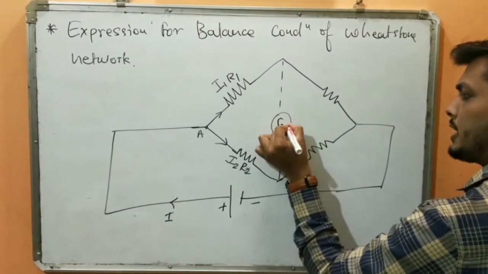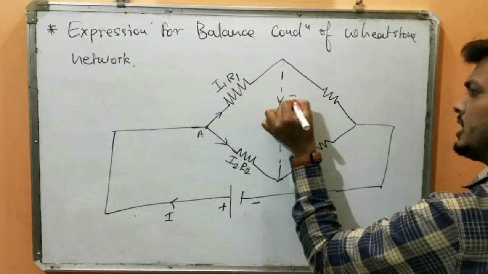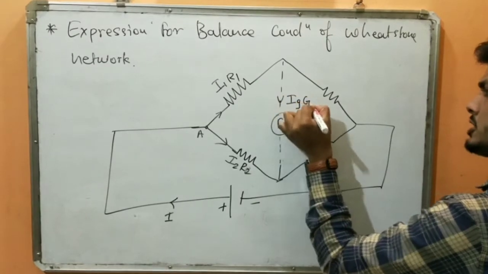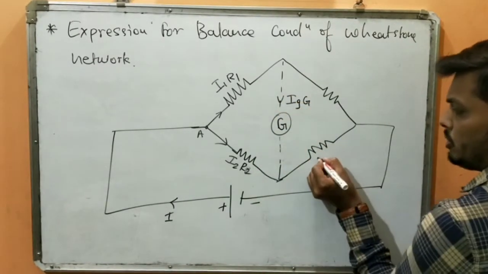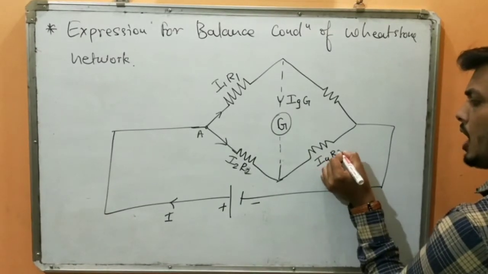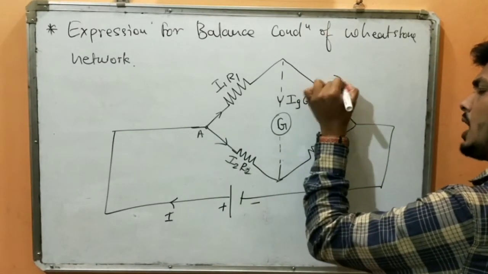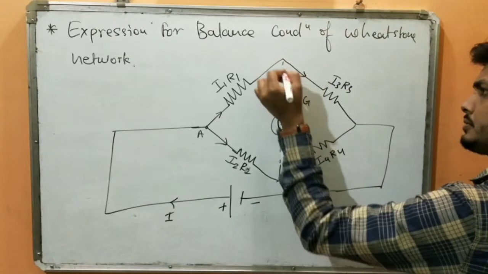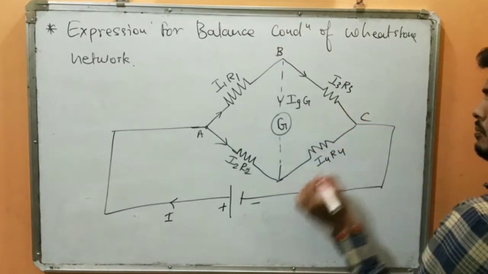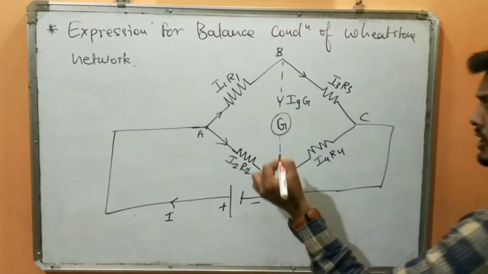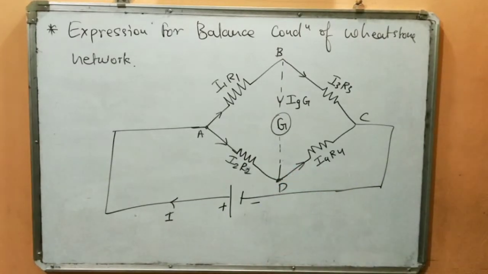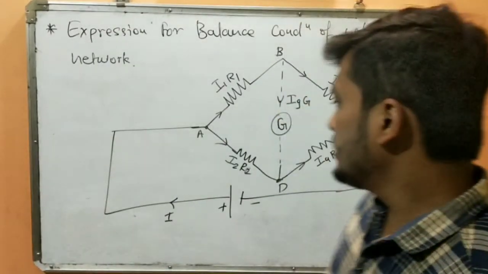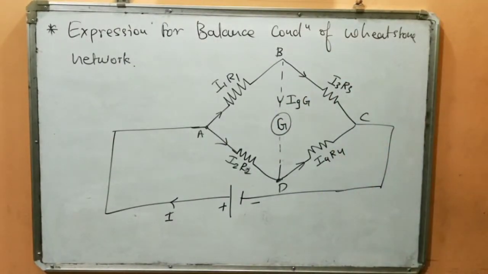And here in the middle I have a galvanometer which is carrying current Ig, having resistance capital G. Okay, and this will be I4, R4, and this will be I3, R3. Point B, point C, and point D, which is the node. So you are expected to draw this neat, clear diagram. Okay, so this is the typical diagram of the Wheatstone network.